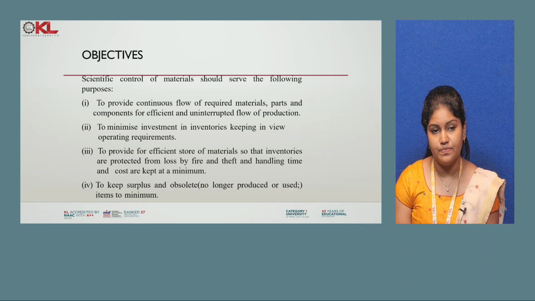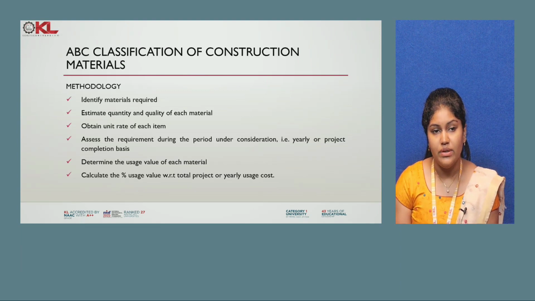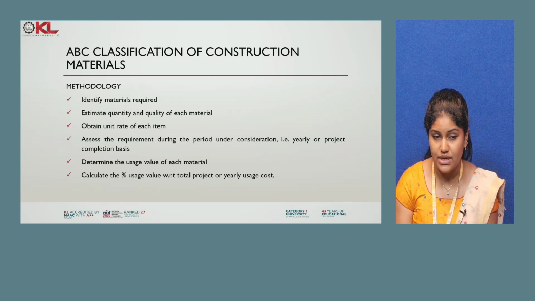What is the objective of ABC? To provide continuous flow of required material, to minimize the investment in inventories keeping in view operating requirements, to provide for efficient storage of material, and to keep surplus and obsolete items to a minimum. What are the methodologies we are using? Identify the materials required and estimate the quantity and quality of each material. We have to obtain the unit rate of each item.